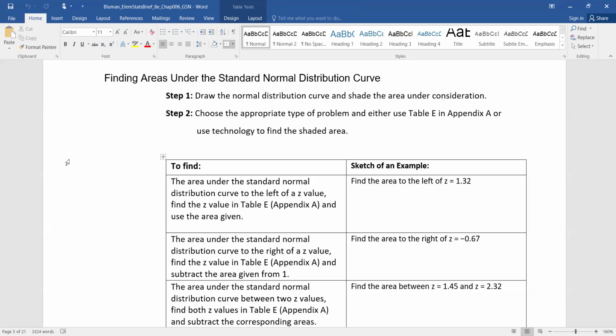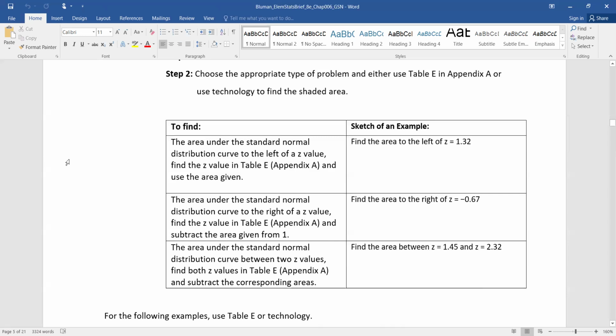All right, so to find the area under the standard normal distribution curve to the left of a z value, simply find the z value in Table E, Appendix A, and then use the area given. So let's see. I need Appendix A. So let me take a moment and go find that.